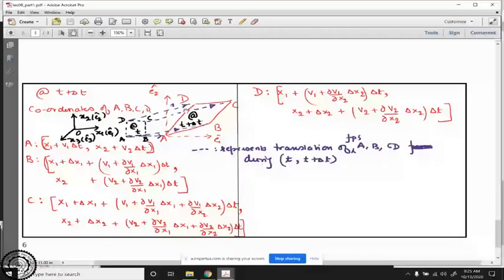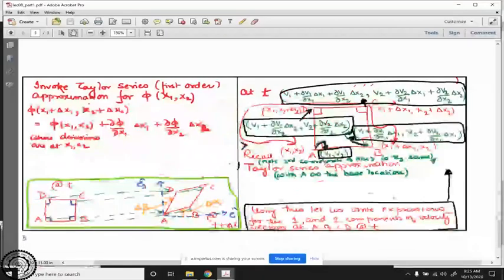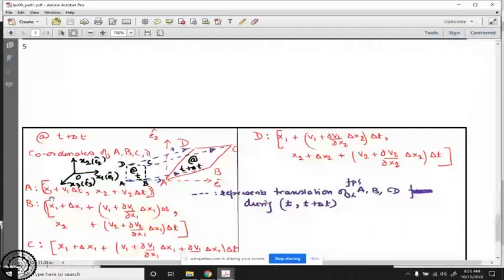And that's why in general, they will be displaced by different amounts, and that's why a rectangle doesn't remain a rectangle in general. So the new coordinates of A are x1 plus v1 delta t and x2 plus v2 delta t. And I'm getting it from here. You see, A has velocity v1 and v2 at time t. So I just multiplied by delta t, and the new coordinates become original x1 plus v1 delta t, original x2 plus v2 delta t.